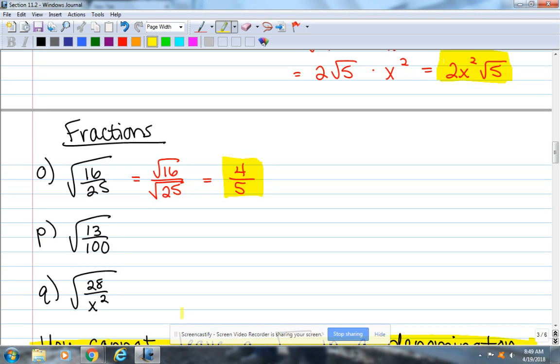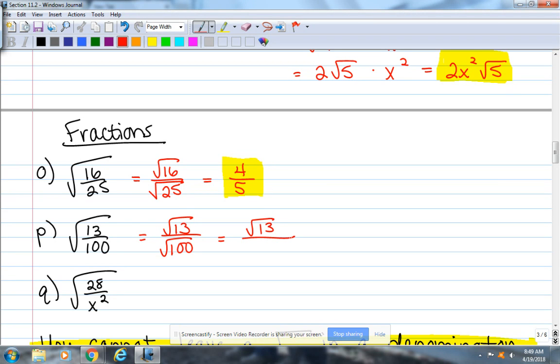So problem P says the square root of 13 over the square root of 100. So that's the first thing I do is give them their own radical. So radical 13 over radical 100. And then you try to simplify each of the radicals. So 13 is prime. Is there anything that goes into 13 that's a perfect square besides 1? No. So radical 13 will not simplify. There are no squares that go into 13 besides 1. So you have to leave it radical 13.